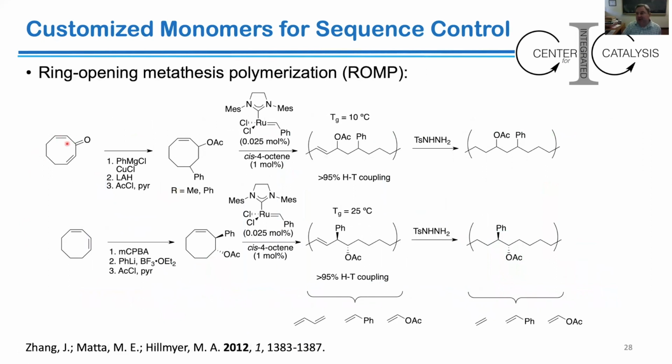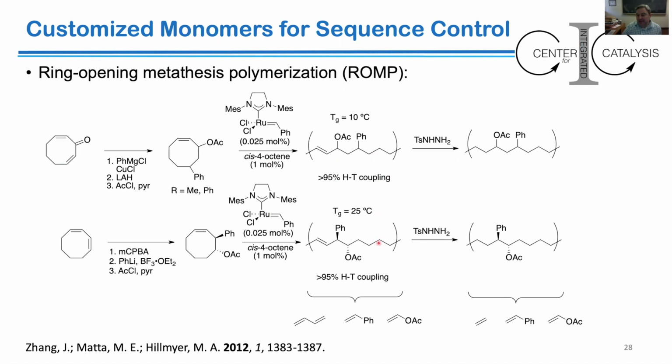And so this is a really good example from Mark Hillmyer's group, where they took these octadiene type molecules and, using some standard organic chemistry, were able to convert them into these isomeric species that then can undergo ring opening metathesis polymerization. And so if you do ROMP on these, you can see that you make two polymers that are regioisomeric with one another.